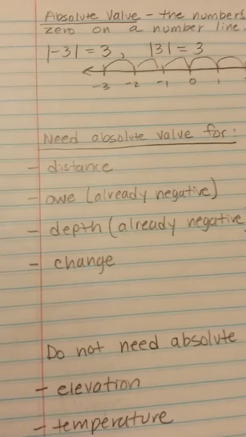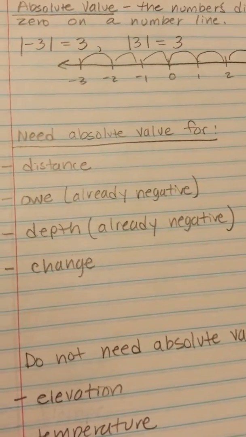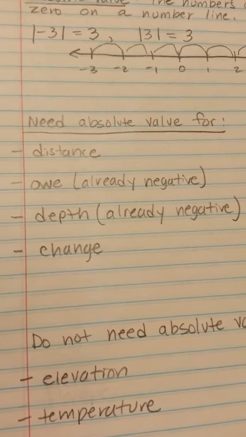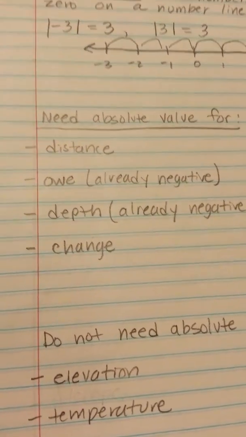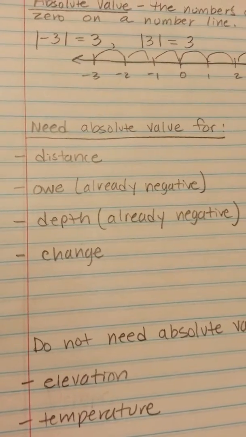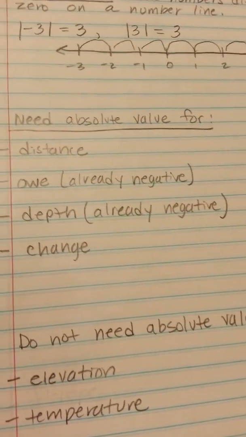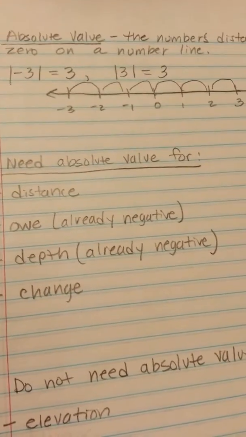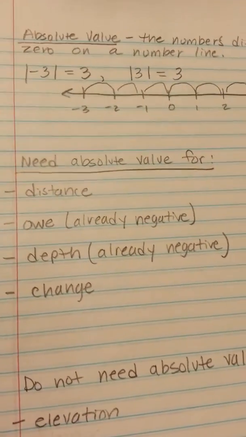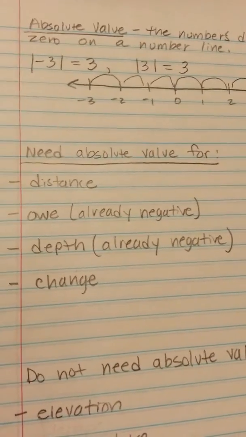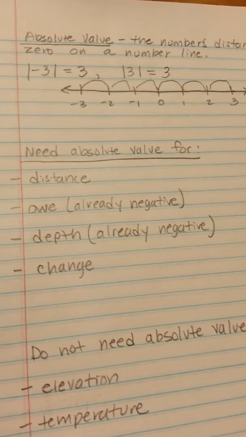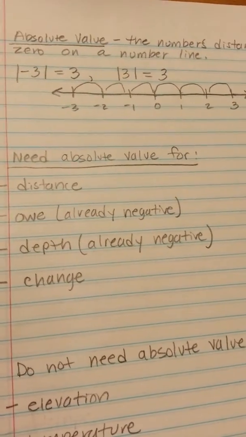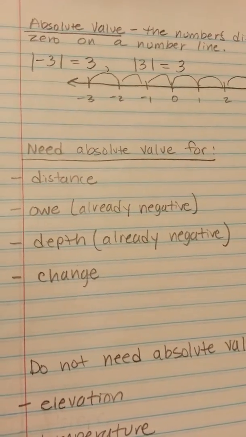Okay, now we're going to talk about when do you need absolute values? Well, you must use absolute values when we're talking about distance. So for example, if you traveled 6 miles, you would never explain that you traveled -6 miles. Even if you walked backwards or drove your car backwards, you can't travel a negative distance. Distance will always be positive. So you can use absolute value for distance.